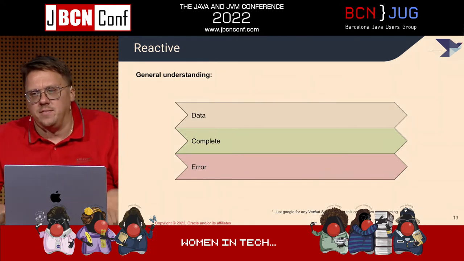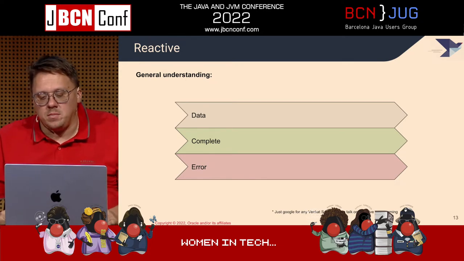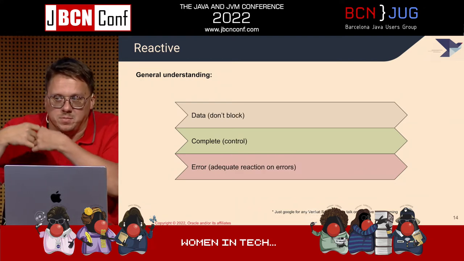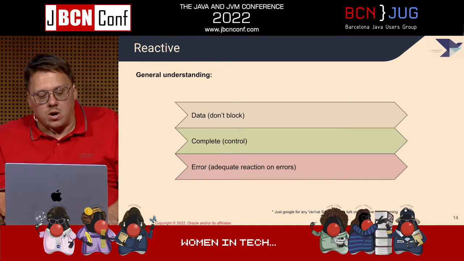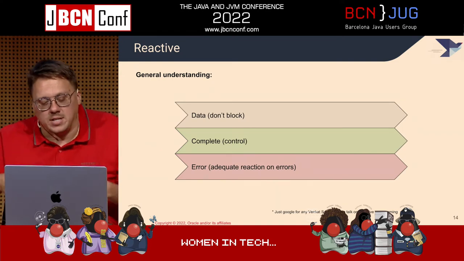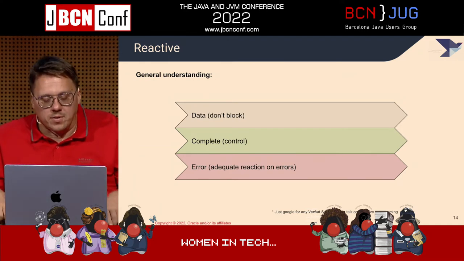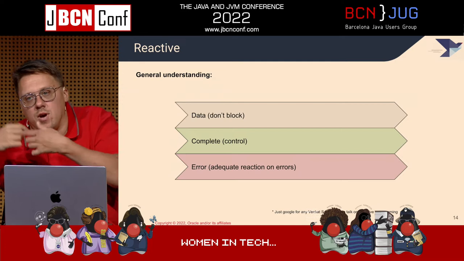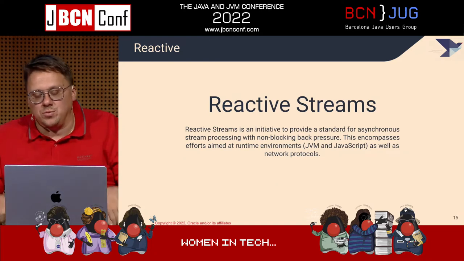The general understanding is that you have three flows of events that happen to your code. First of all is the data that you are processing, which does not block. It's flowing, it's processing. Then you have another, separate channel, where you declare that the data stream is completed, that you processed it. And gracefully, of course, you should handle errors. That means whenever you have an error, you have a graceful way to control how you handle it. This is a very general understanding of what reactive itself is.